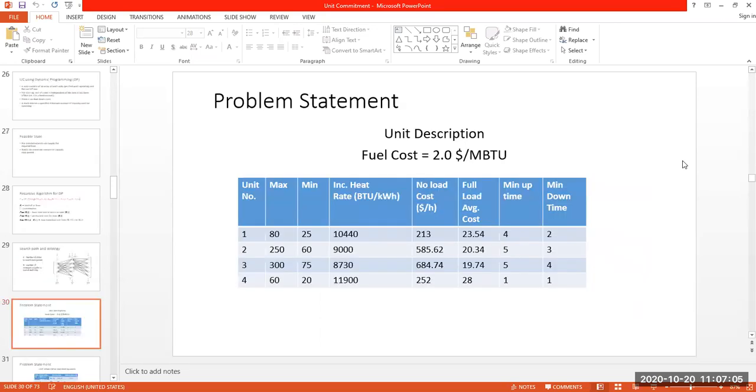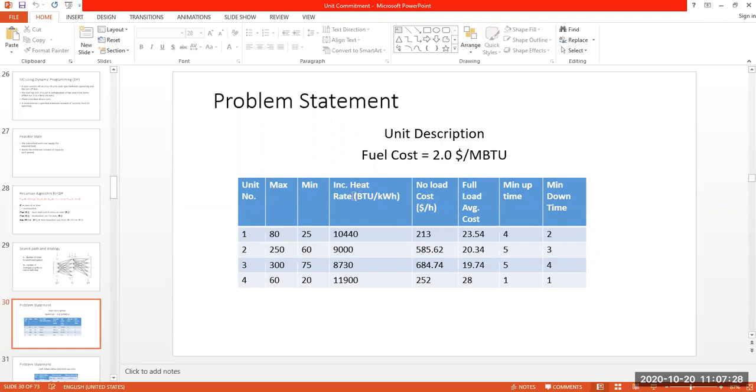Okay, so now let's go through the problem example. We have the unit description here in this table. We have 4 units for this example for the dynamic programming method. We have the maximum capacity in megawatts, the minimum capacity in megawatts, and the incremental heat rate here.